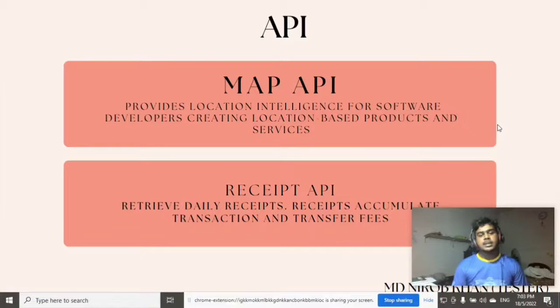For case study development, I choose two APIs, one Map API and two Receipt API. Map API produces location intelligence for software developers, creating location-based products and services. That's why it is easy to deliver the food. And second is Receipt API. Receipt API relates to daily receipt amounts, transactions and transfer fees. That's why the customer can collect proof of payment from the company.